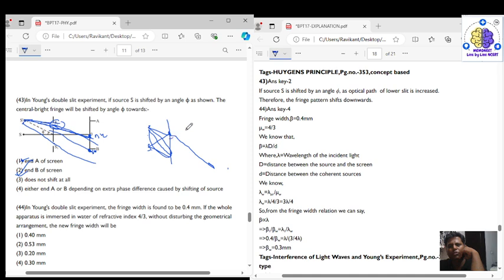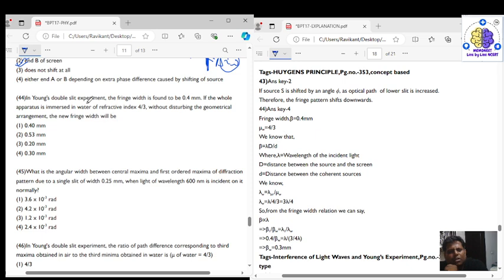If it moves towards A, again the path for this light ray will be greater, right? So it has to come to point B. Then only the path traveled by both the light rays, both the waves from S to the screen, will be the same, and then delta x will be equal to 0, and then we will get central maxima, right? This is the reason why the central maxima will shift towards the end B. So the correct answer for question number 43 is option B, option 2.